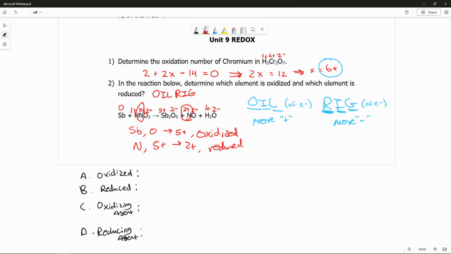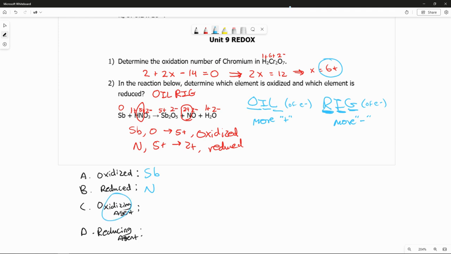So let's enter A, which is oxidized. Well, we know that Sb went from 0 to a 5 plus, becoming more positive, which is a loss of electrons, which is oxidized. So Sb is oxidized. Next, N. We know that N was reduced because N went from 5 plus on the reactant side to a 2 plus on the product side, therefore gaining electrons and losing its positivity. Therefore, we know that N is reduced.